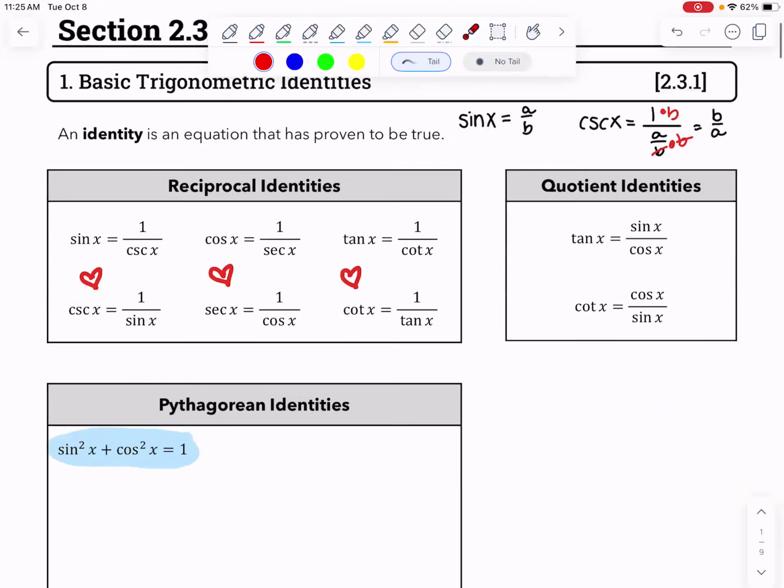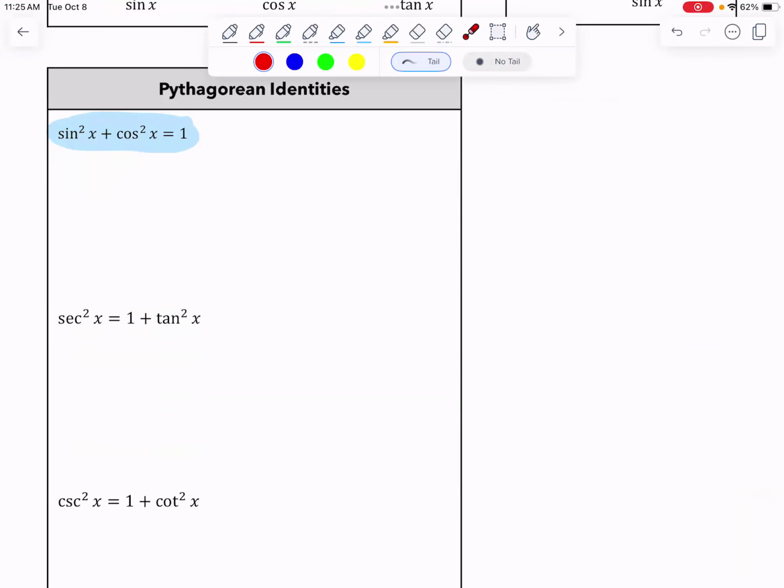We're going to use these identities as those steps. So you're going to want to know what this identity looks like in different ways. And we can rearrange this guy, right? I could subtract cosine squared off on both sides, minus cosine squared x. And if I did that, I would have that sine squared x is equal to 1 minus cosine squared x.